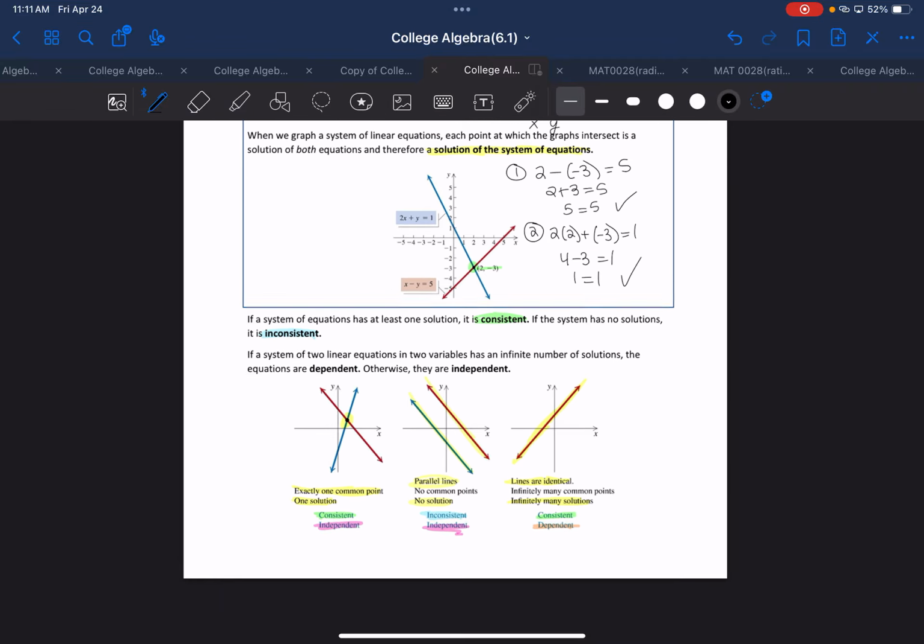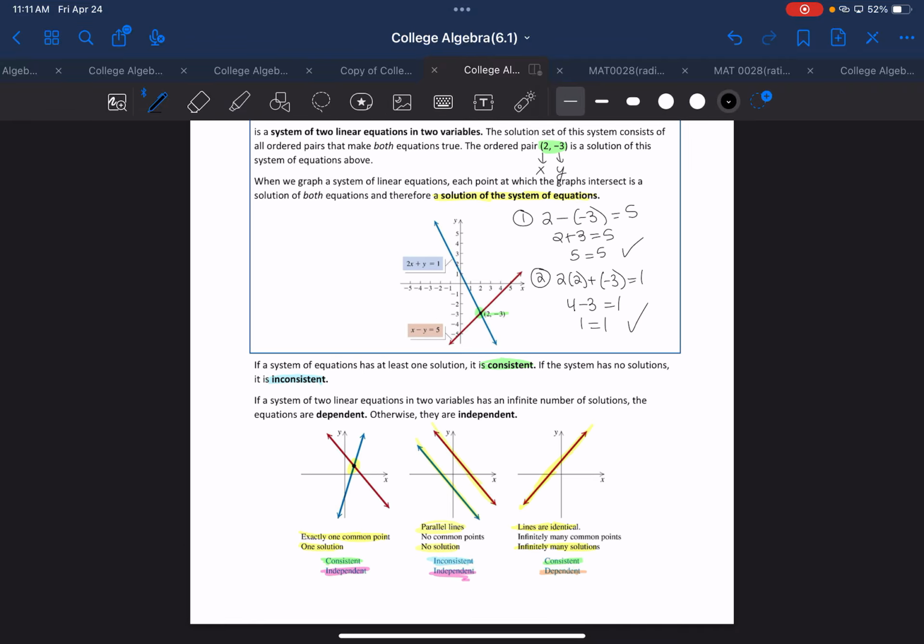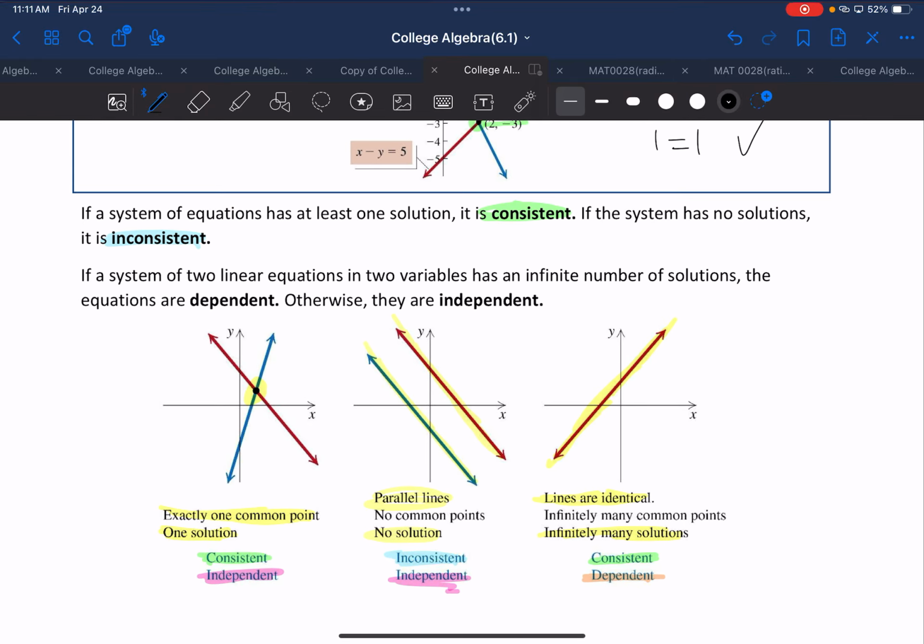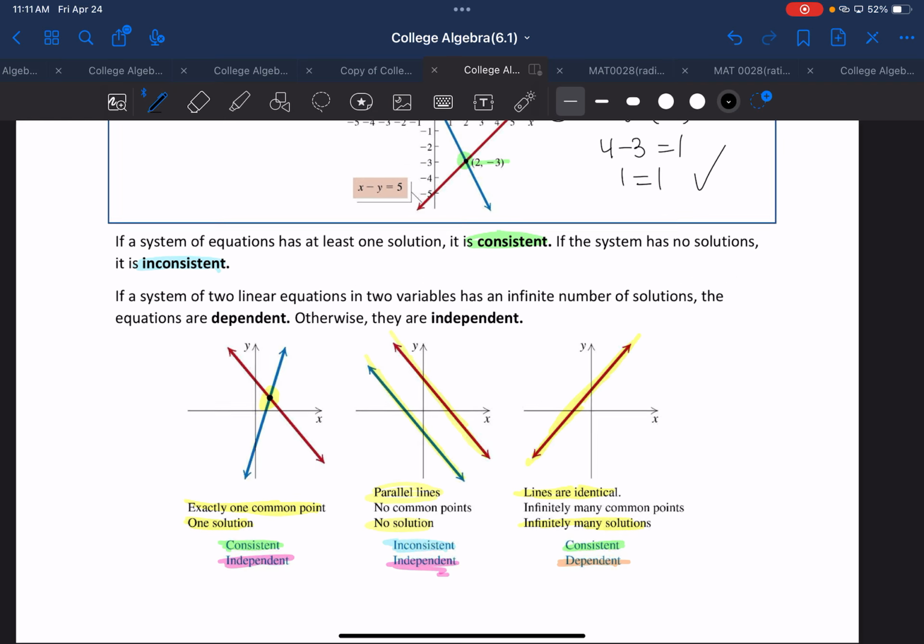Okay, so that's just some vocabulary for us. Good? Okay.